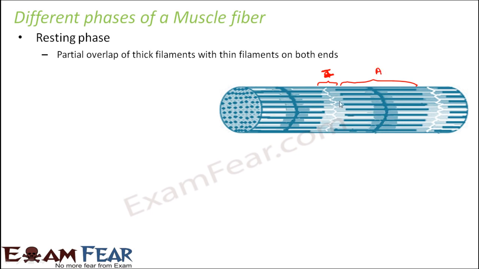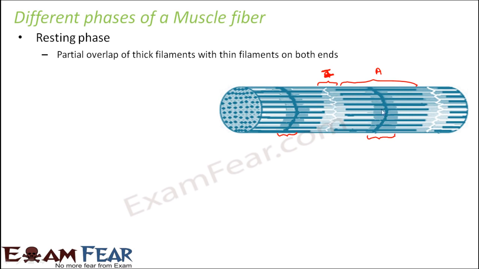So if you see, this I band is all made up of thin filaments, right? But the A band, if you see, the center of the A band is all made up of thick filaments. For example, this portion is all made up of thick filaments. There is no white lines in the central portion. Similarly, here also in the central portion, there is no white lines. But there is some overlap between the white lines and the blue lines in this region, right?